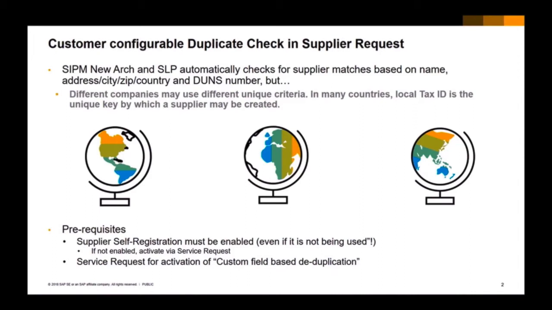Now, just some quick prerequisites. If you're looking to use this feature, you must have the supplier self-registration feature enabled. That's the external link by which a supplier can self-register. It doesn't mean you have to be using it, but it does have to be enabled. So you can go ahead and open a service request and ask for that to be enabled. And in addition to that, you also want to open a service request to ask for activation of custom field-based deduplication in your SLP or SIPM new architecture site.